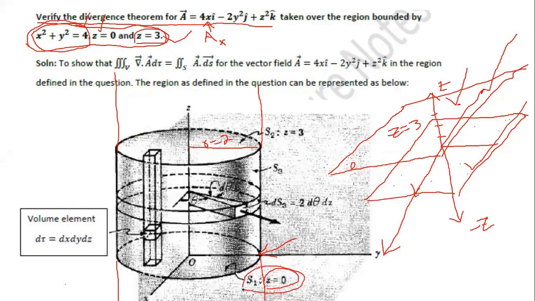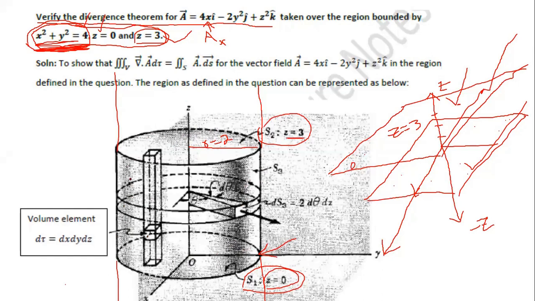S1 is the bottom surface. Another surface here is called S2, that is the top surface. The equation for such a surface is z equal to 3, because for every point on the surface, the z value is 3. And we have another curved surface, which is defined by the equation of a cylinder, or the equation of a circle, x squared plus y squared equal to 4. So you have a circular curved surface here.